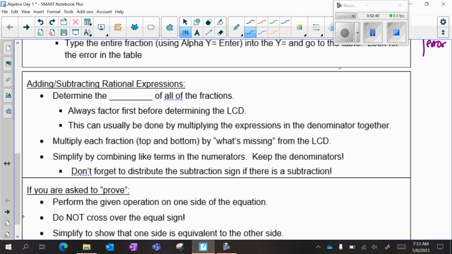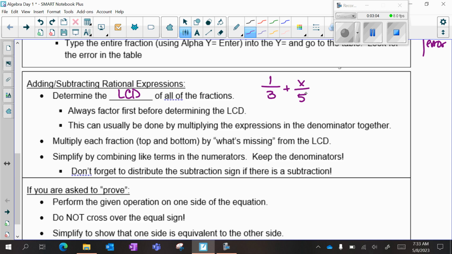Then we have adding and subtracting. So whenever you are adding and subtracting rational expressions, you must have a common denominator. I can't add 1 over 3 plus x over 5. I have to have a common denominator. So you're always going to factor first before determining your LCD. If anything, you can always start by multiplying your denominators together.